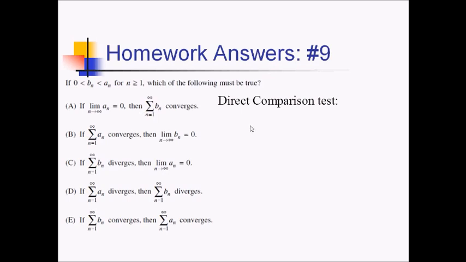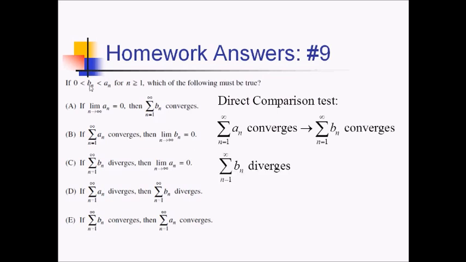So one thing the direct comparison test says is that if A converges, if a larger series converges, then anything smaller than that, like B, will also have to converge. And going the other way, if we have a smaller series like B that diverges, anything bigger than that, like A, will also have to diverge.